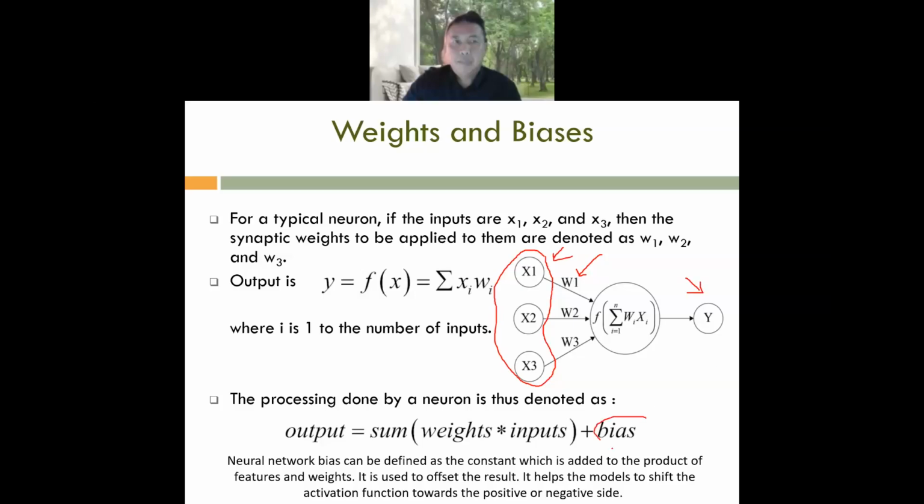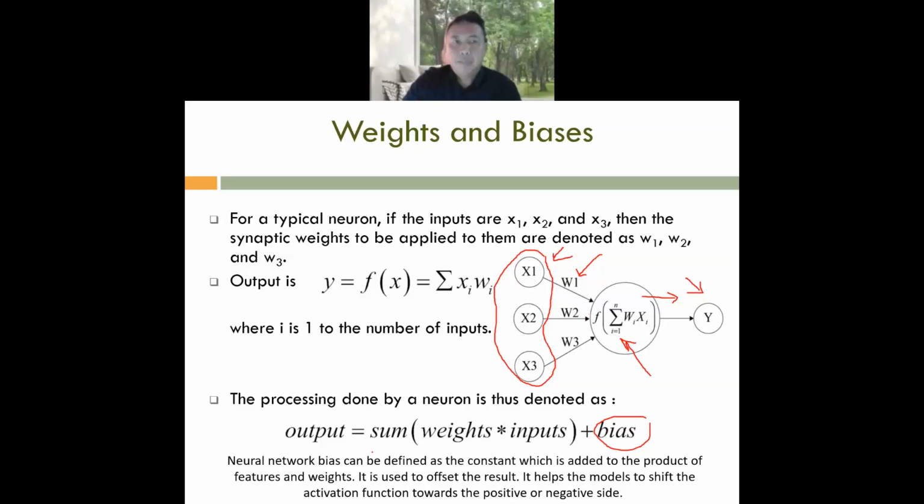And we have this bias because the activation function here will produce the output, or will trigger the output, once it reaches a certain value. We will discuss that later on. We also have this bias. The neural network bias can be defined as a constant which is added to the product of features and weight. So it is used to offset the result. Offset the result means change the output so that it will match whatever desired output that we have.